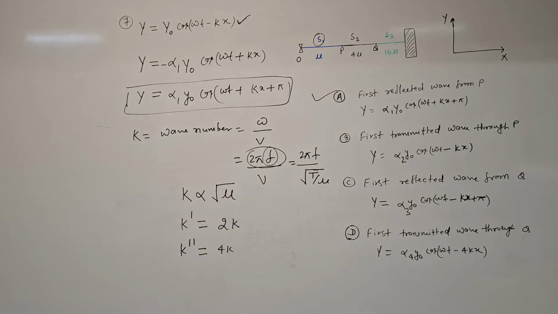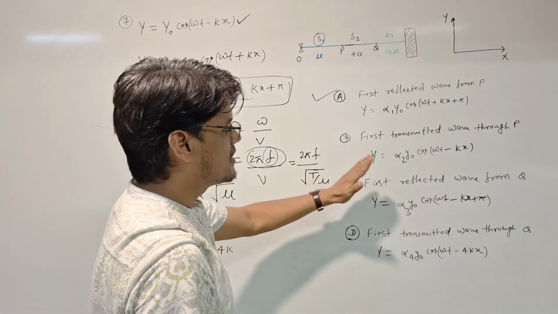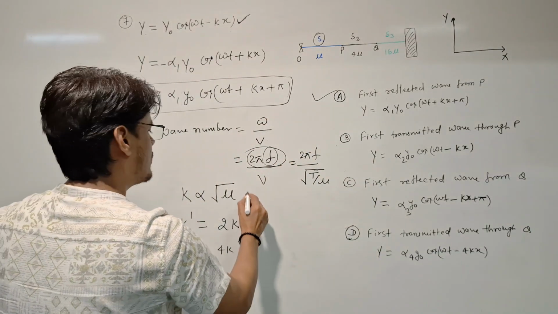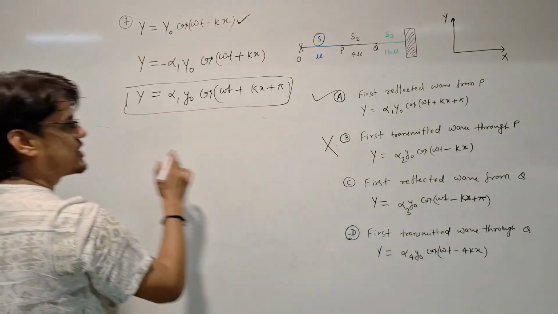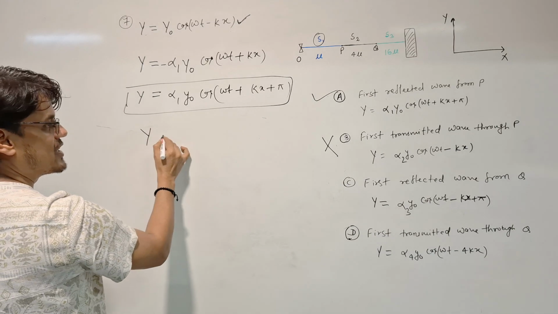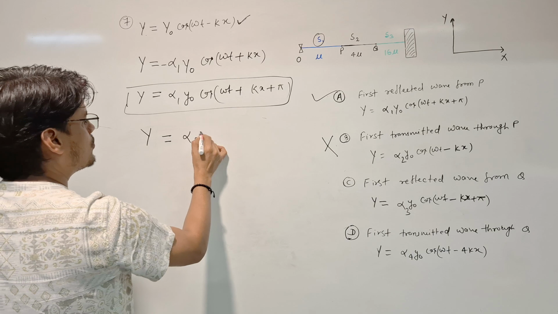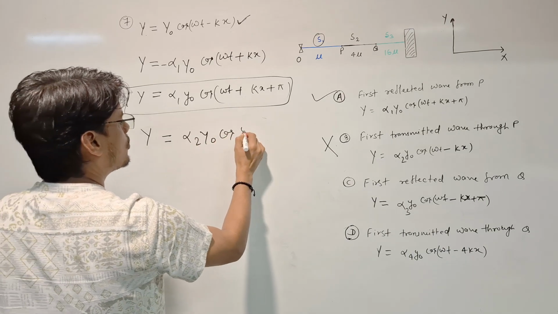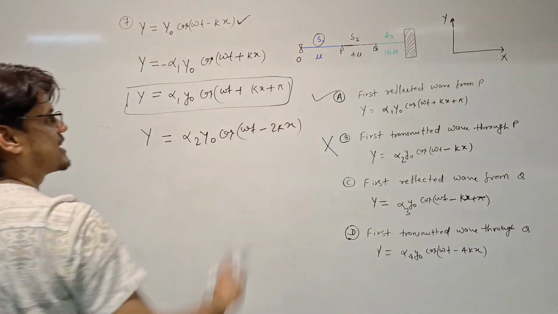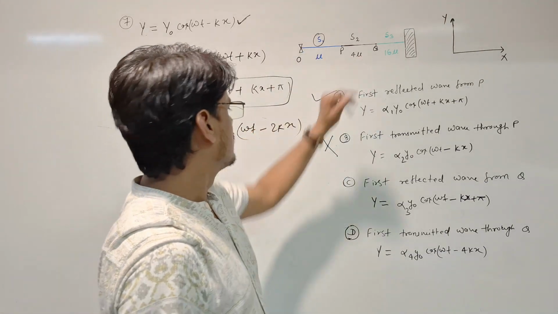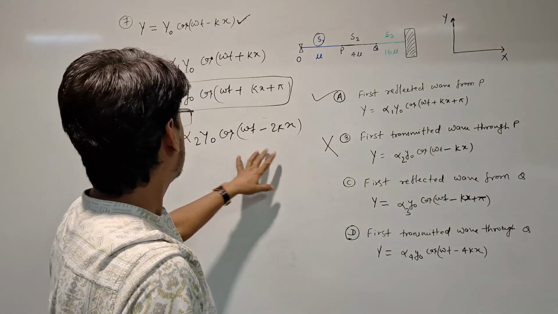Now you can easily find the equation of the transmitted wave and reflected wave. So this is wrong, because the right equation of the transmitted wave is alpha 2 y0 cos of omega t minus 2kx, because the wave is traveling in the second medium S2. Its wave number is 2k and omega is constant.